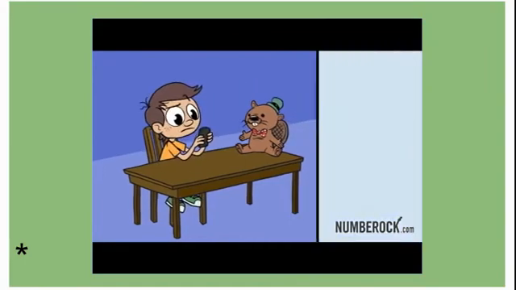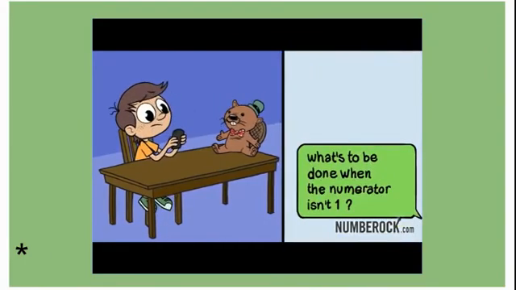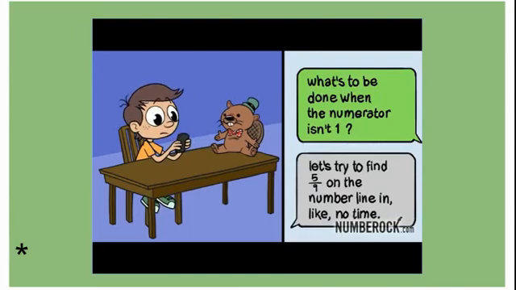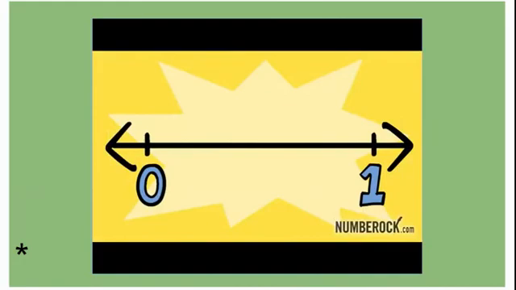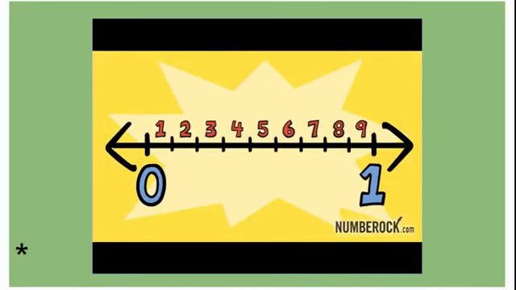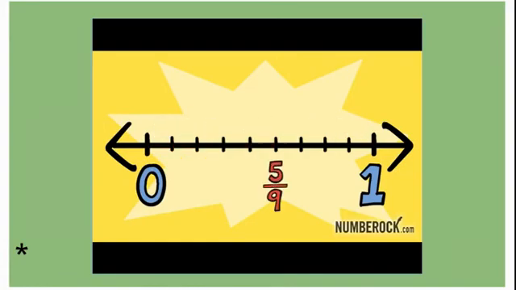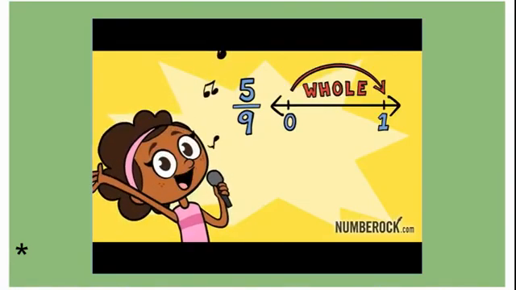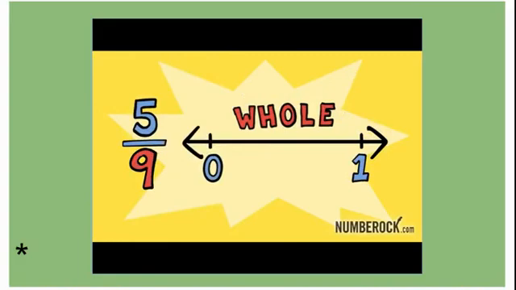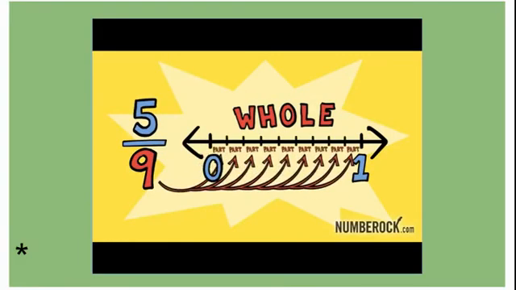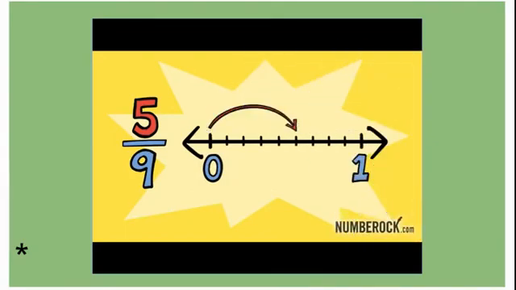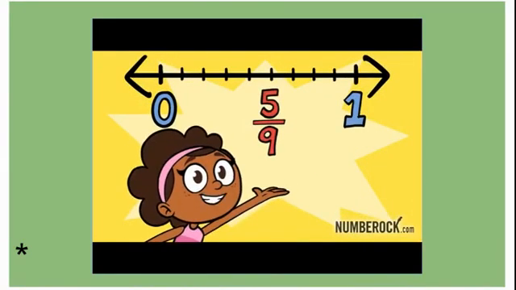Then I texted my friend, what's to be done when the numerator isn't 1? She said, let's try to find 5/9 on the number line in like no time. Simply partition 9 parts from 0 to 1. Starting from 0, count 5, and at 5 ninths we arrive. 0 to 1 is the whole that we split apart. The denominator tells us into how many parts. Make a line that starts from 0 to the 5th mark, and 5 ninths is what you'll find when you get that far.